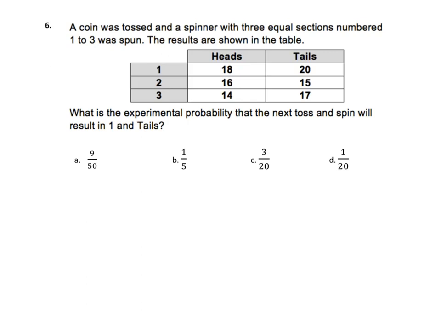All right, here's number 6. A coin was tossed and a spinner with 3 equal sections numbered 1 to 3 was spun. The results are shown in the table. What is the experimental probability that the next toss and spin will result in 1 and tails? So first off, we have to add up all of the numbers to get our final total, because we know when we're looking for a probability, we have to get a fraction. And our total number is always on bottom.